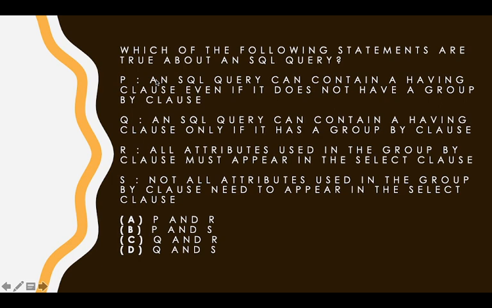So I think the first statement should be correct, that an SQL query can contain a having clause even if it does not have a group by clause. Our next statement Q says that an SQL query can contain a having clause only if it has a group by clause. So these two statements are basically contradicting each other. But as I said, it is not necessary to use group by clause, so you can directly reject this statement, because we are going with the P statement this time, since it says that you do not have to use group by clause whenever you are using the having clause.